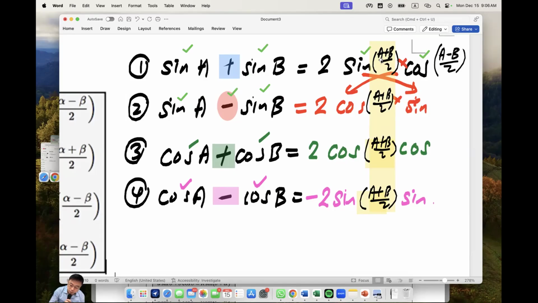A minus B over 2, and this is also A minus B over 2. Do you understand the pattern of this angle? I mean the sum to product rules now?